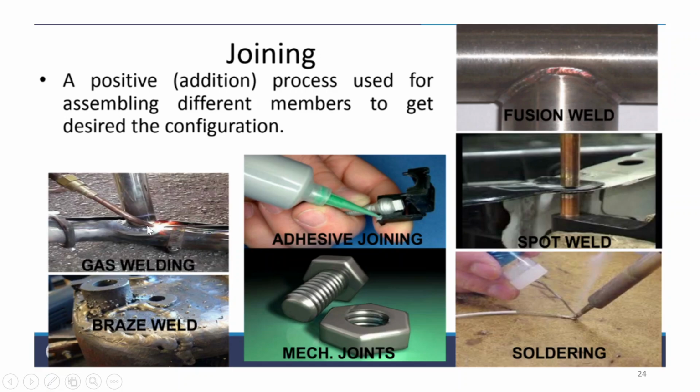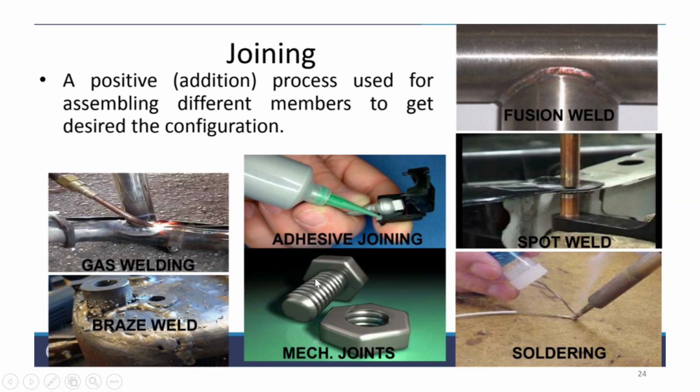This is gas welding. In this case, this is the gun which uses acetylene, and combustion of acetylene is used to generate heat, and using that fusion you provide a joint. Next is braze welding. In this case we mainly use copper based alloys for welding. Adhesive welding uses mostly organic based adhesives.